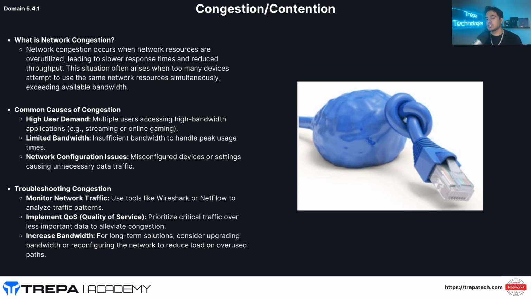So what is network congestion? Network congestion occurs when network resources are overutilized, leading to slower response times and reduced throughput. We fix this with QoS, right? Essentially, what this could be is peak hours, where we have high user demand. Maybe we need to upgrade a link, or maybe we need to apply QoS. When we have network congestion, that's when we do quality of service and start prioritizing certain traffic, especially if this is happening during peak working hours.